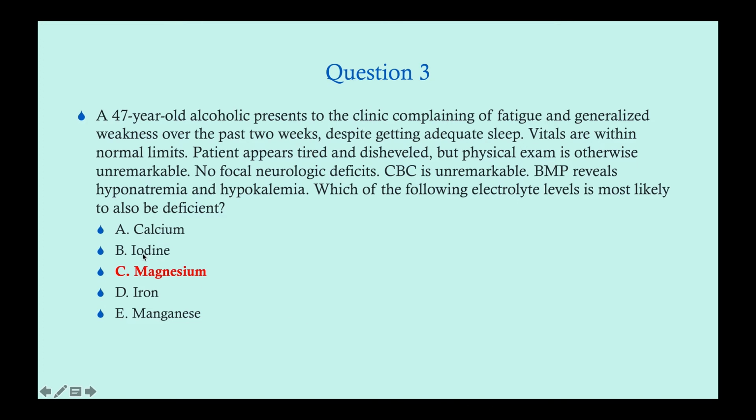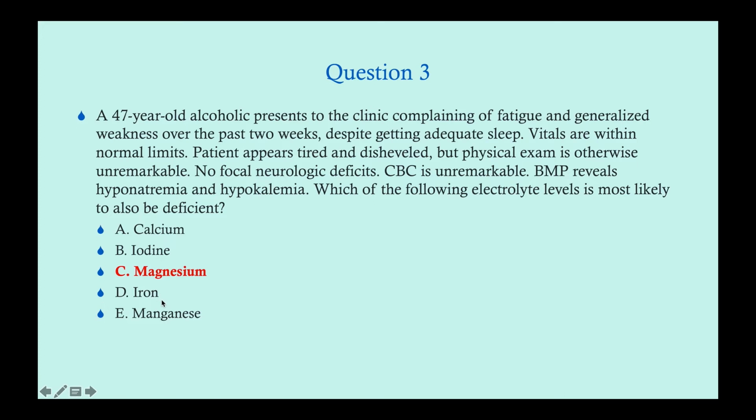Iodine deficiency, what would that cause? Goiter. Does this patient have goiter? No, his physical exam was unremarkable, so that's not the cause. Yes, I suppose if you had iodine deficiency, you'd have low thyroid hormone levels, that might cause you to be a little slow and sluggish, but that's not the case in this patient because his exam was unremarkable. And if you had iodine deficiency enough to cause symptoms, you would definitely have the goiter.